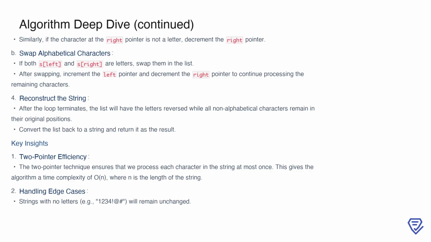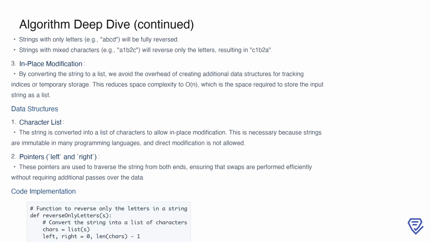This step-by-step approach ensures that we achieve the desired result while maintaining efficiency. The two-pointer technique is particularly valuable here because it allows us to traverse the string in a single pass, giving the algorithm a time complexity of n, where n is the length of the string. This method also handles various edge cases effectively.